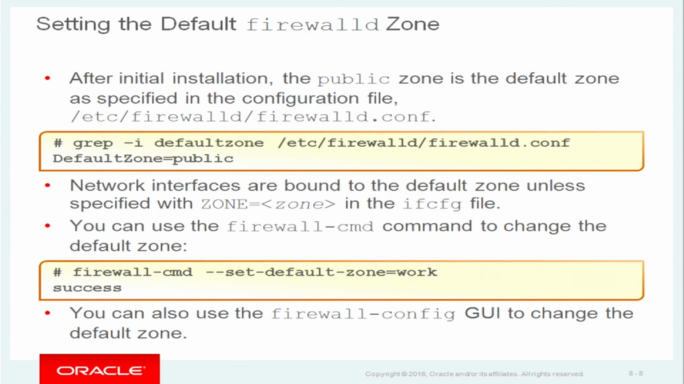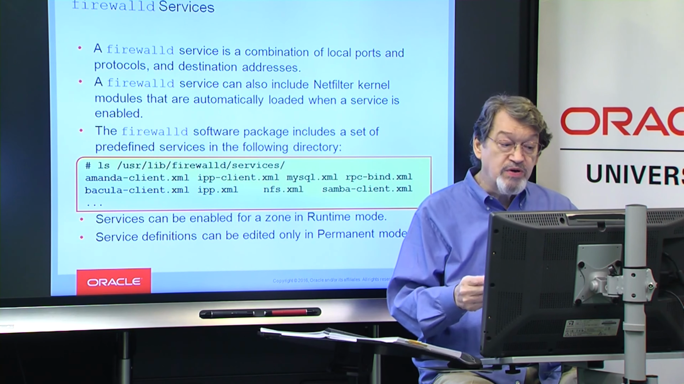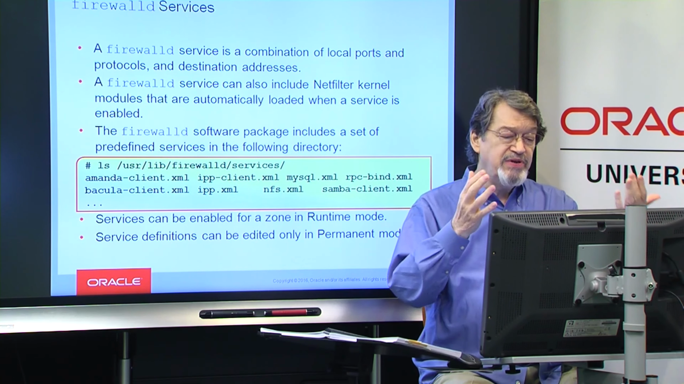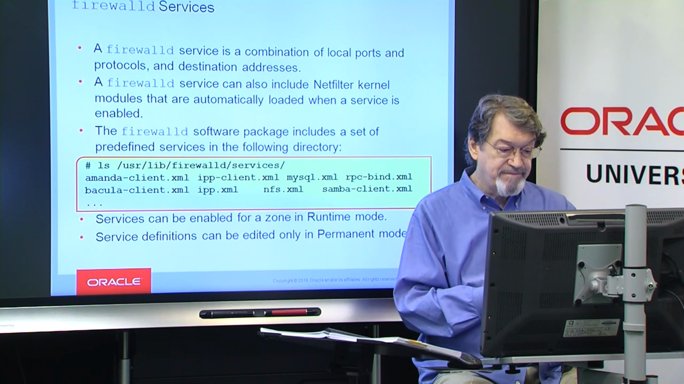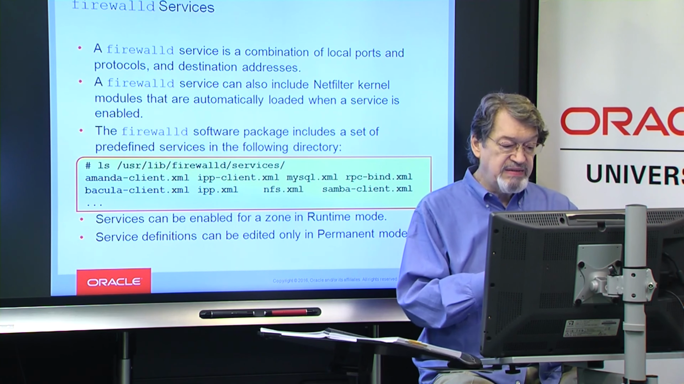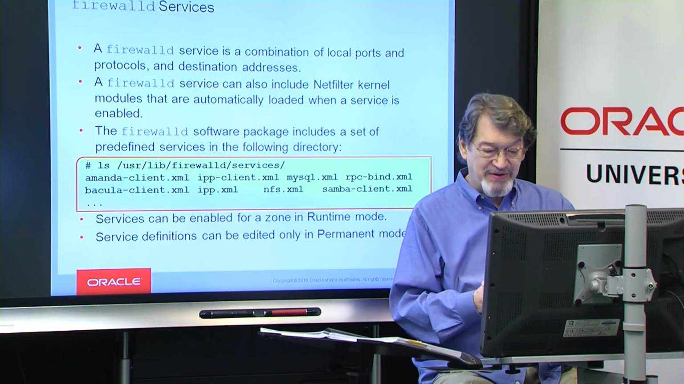Obviously, firewalld is a daemon. It's a service. The service can be a combination of local ports, protocols, TCP, UDP, destination addresses. We can have netfilter modules that automatically load when the service is enabled. And so in the firewalld services directory, there's an Amanda client, IPP client, MySQL client, a remote procedure call bind. You'll need that if you're doing NFS.